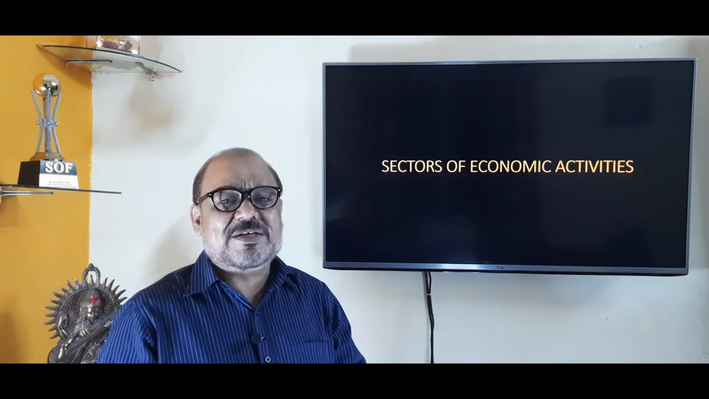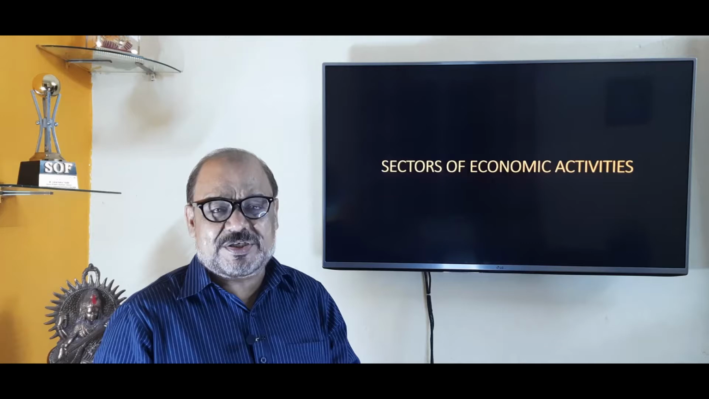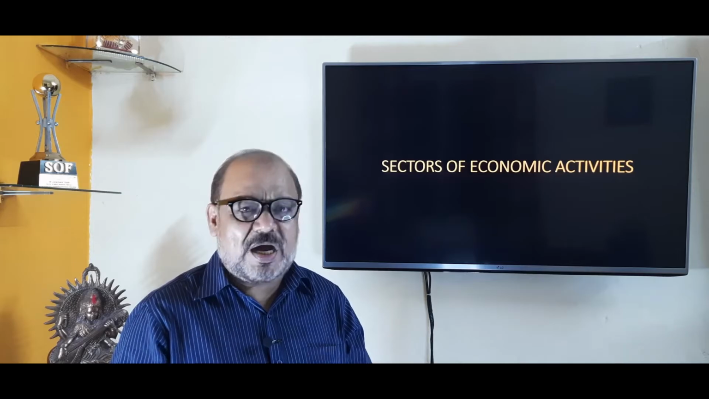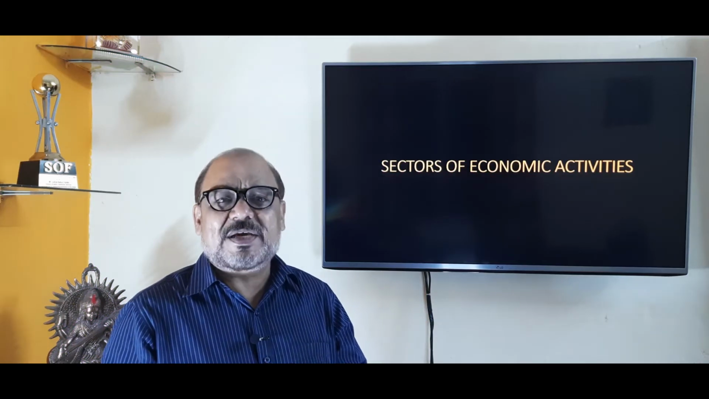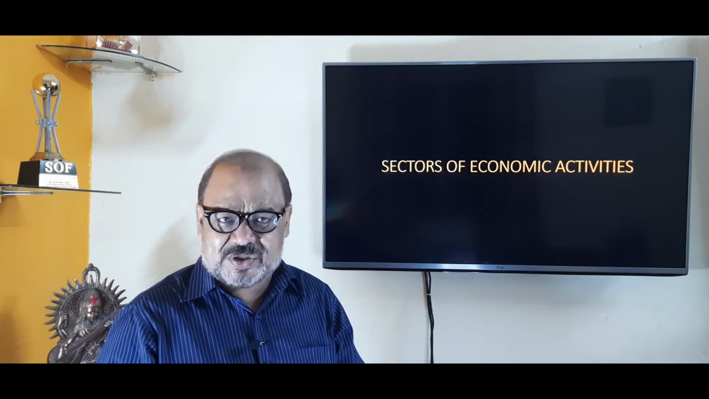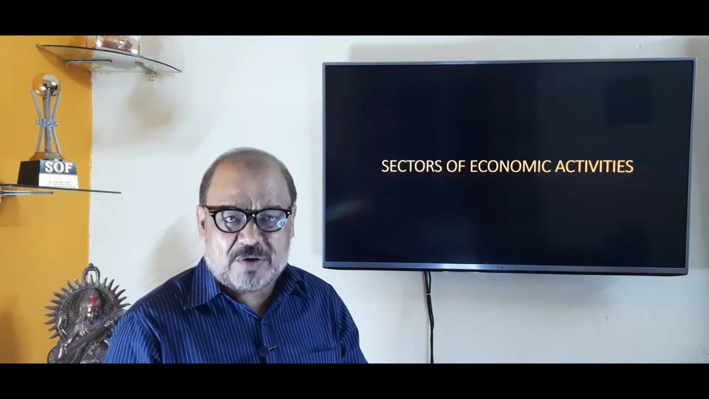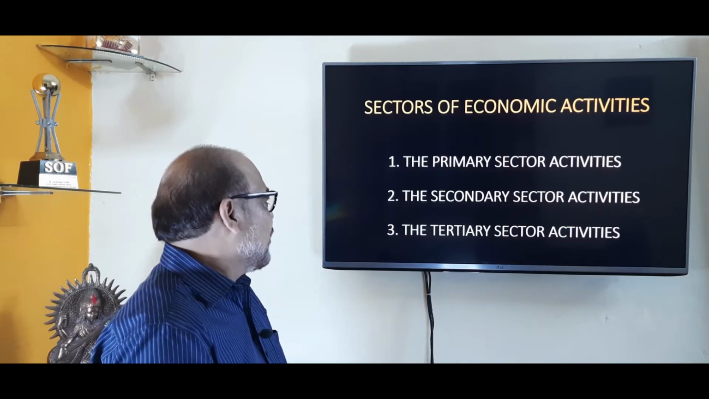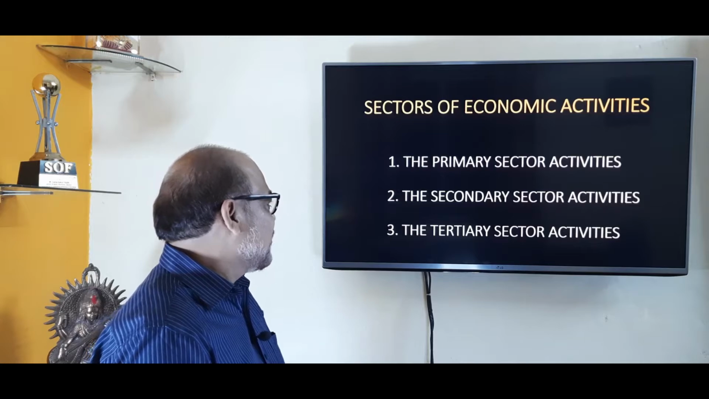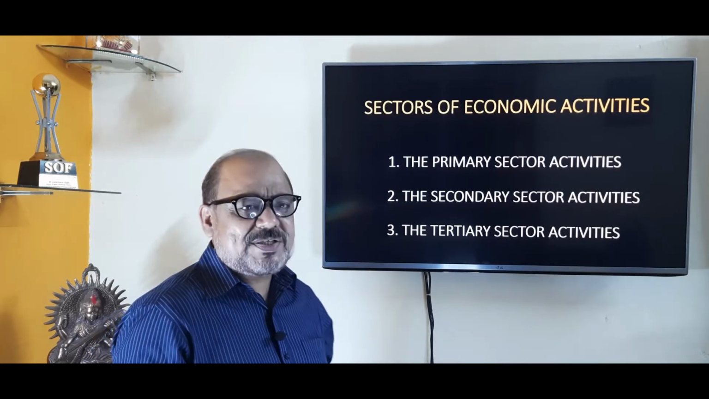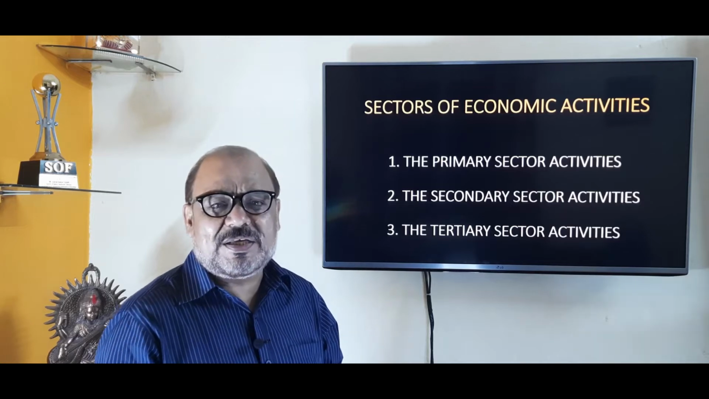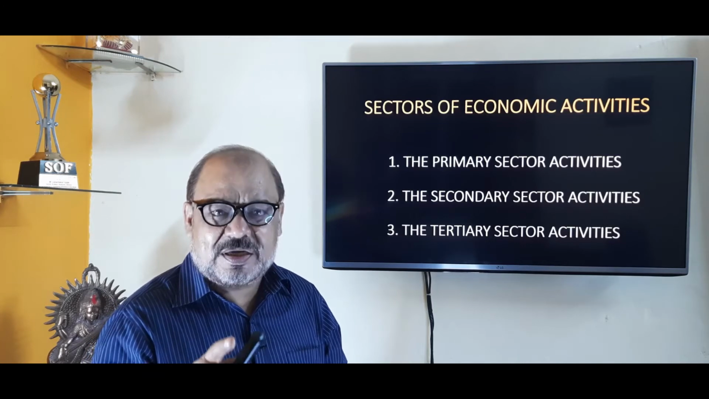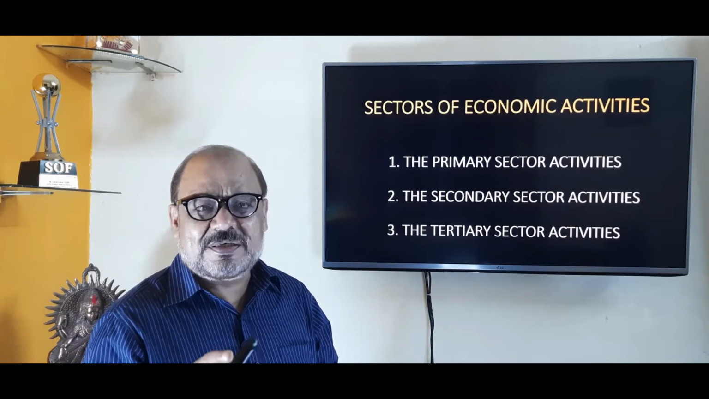Sectors of the economic activities. All the economic activities have been divided into three sectors. What are these sectors? How to define these sectors? What are the examples of these sectors? We are going to discuss now. There are three sectors of the economic activities. Number one, the primary sector activities. Number two, the secondary sector activities. And number three, the tertiary sector activities. We are going to discuss all these activities one by one.